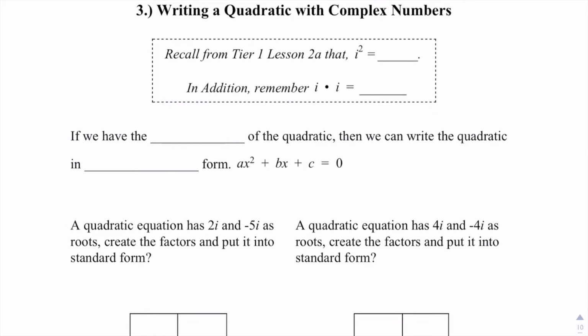And recall from Tier 1, Lesson 2a, that i squared is equal to -1. And in addition, remember that i times i, or something times itself, is just that thing squared. So this is equal to -1. And if we have the factors of a quadratic, then we can write the quadratic in standard form. So let's take a look at this here.